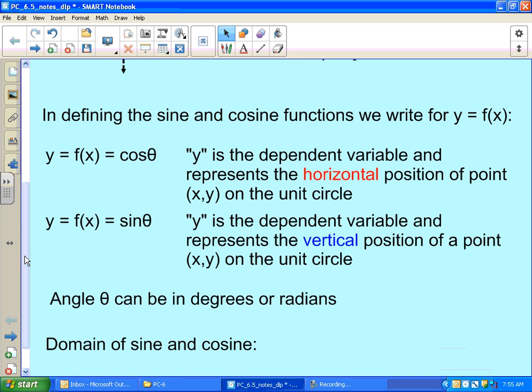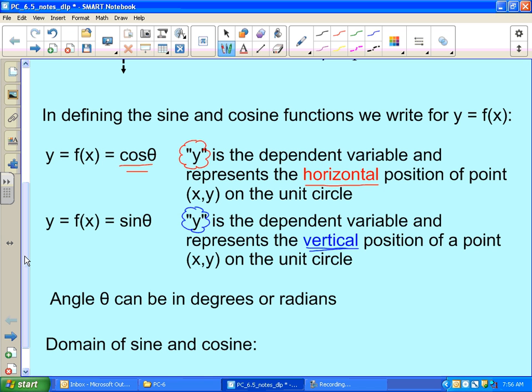So in defining the sine and the cosine functions and writing it for function notation y equals f of x, if f of x is equal to cosine of theta, what this y represents, the dependent variable, represents those horizontal movements, the horizontal position of the point. So it's measuring the x distance of the point. And then the sine, f of x equals sine of theta, where our y, our dependent variable now, is reflecting the vertical position, the y values of that point. So that's the stuff we need to get squared away.